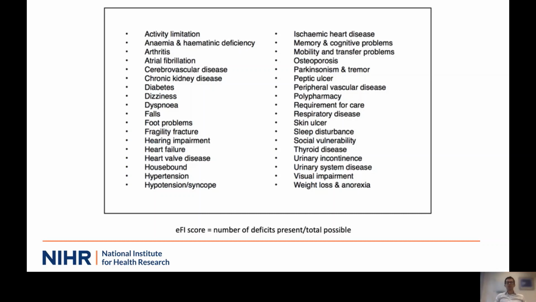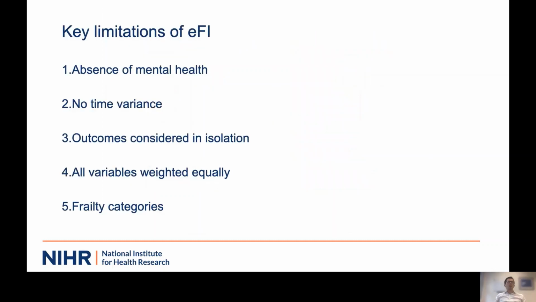And it's very simple because all that you do is you add up the number of these deficit variables that an individual has in their health record and divide it by the total possible. So for example, if somebody has 9 of these 36 variables in their record, their EFI score is 0.25, 9 divided by 36. So a very simple approach to identifying frailty, and it allows development of categories, people who are fit and people with mild, moderate and severe frailty.